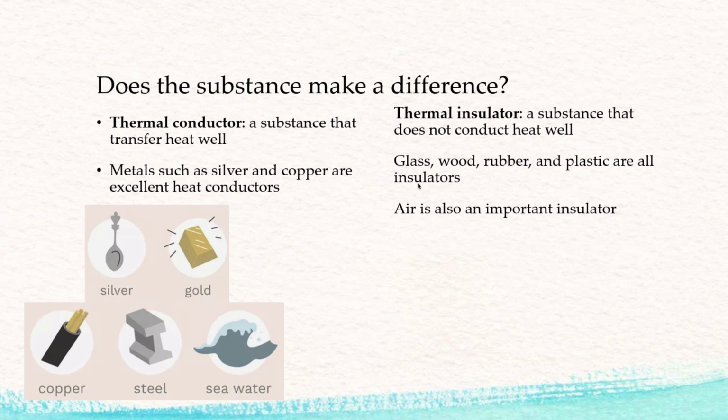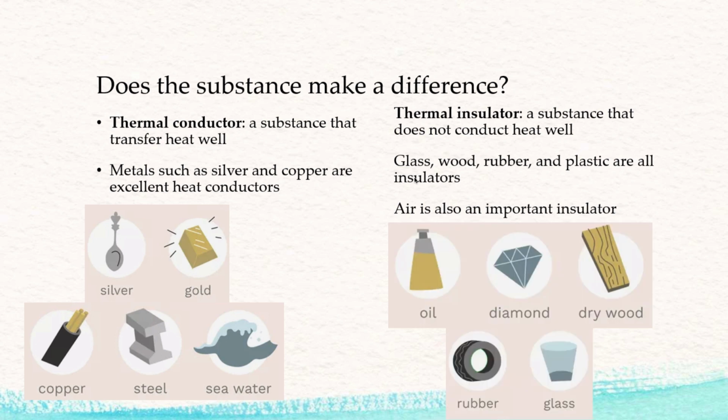And the opposite of that is a thermal insulator, okay? Thermal insulators just mean that it does not conduct heat well, which means the heat doesn't travel through that substance as well as it would with a conductor, okay? And some examples of these are glass, wood, like we talked about earlier, rubber, plastic, okay? And then we have here diamonds and oil, okay? Also, air is an important insulator, okay?